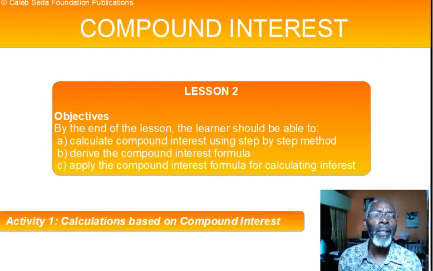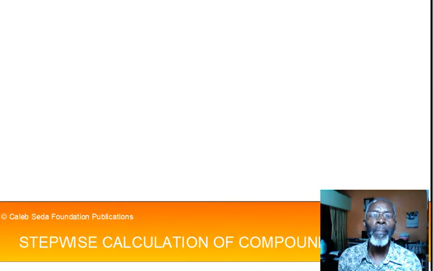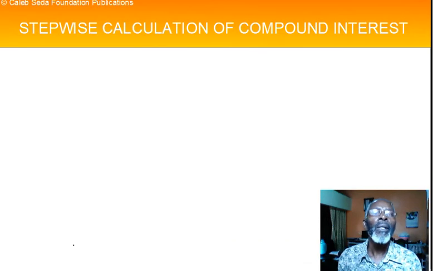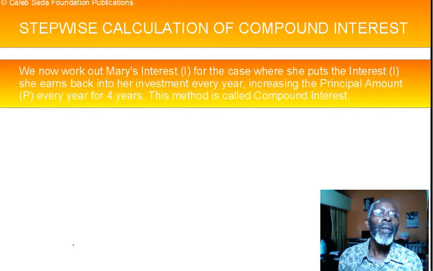Activity 1. Calculations based on compound interest. We are going to look at stepwise calculation of compound interest. We now work out Mary's interest, remember? For the case where she puts back the interest, we represent interest with the letter I as usual.